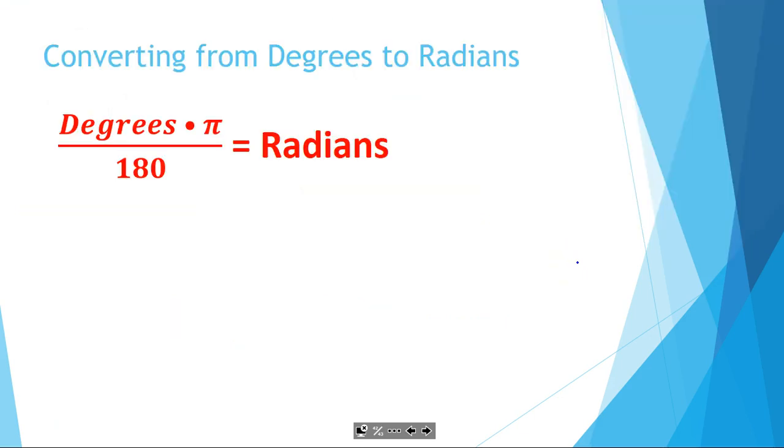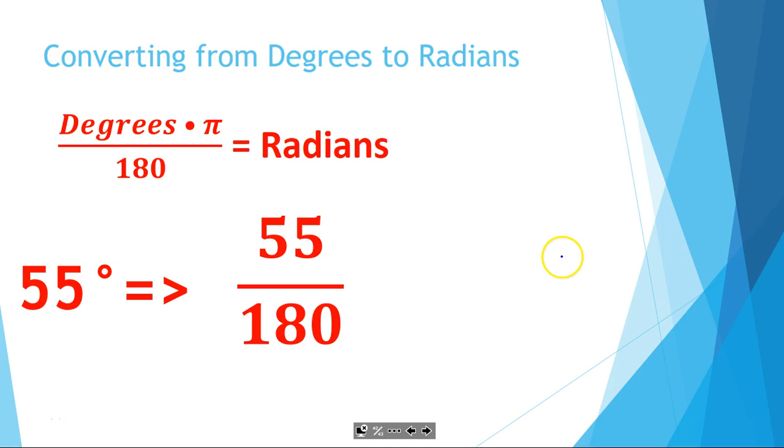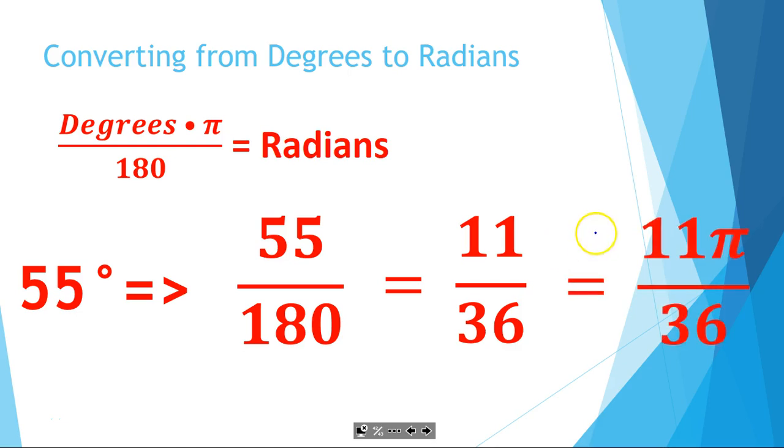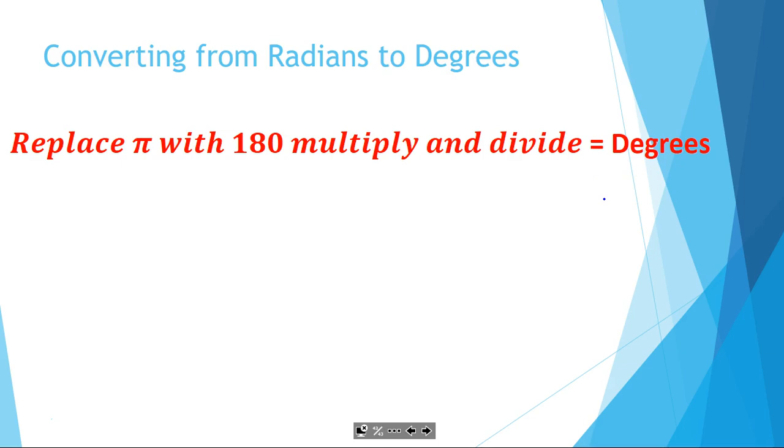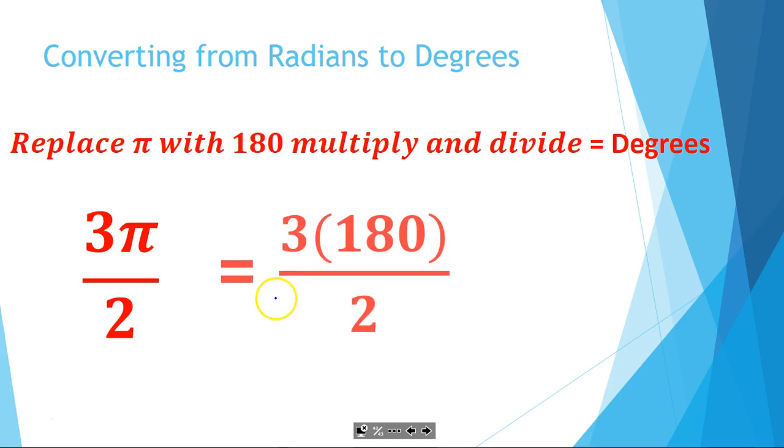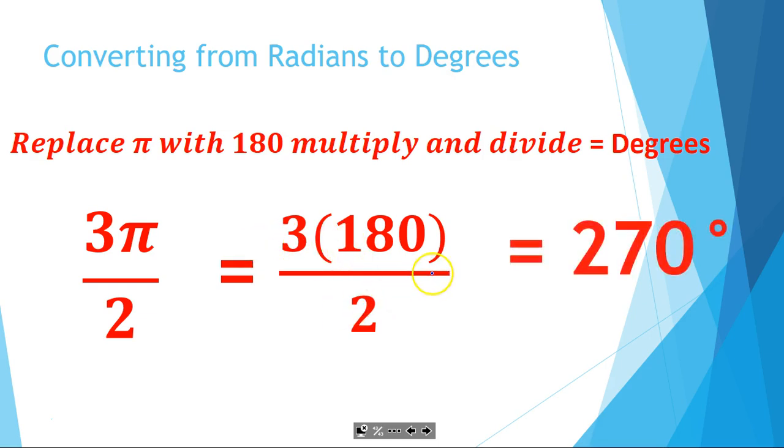So now we're going to talk about how to convert from degrees to radians. We got a problem here, 55 degrees. What I tell my students is just divide that number by 180, and on your calculator, turn it into a fraction, and then put pi on top. So that's how we change from degrees to radians. Now let's talk about how we go from radians to degrees. If we have 3 pi over 2, I just tell my students to substitute 180 for pi. So 3 times 180 divided by 2 is 270 degrees.